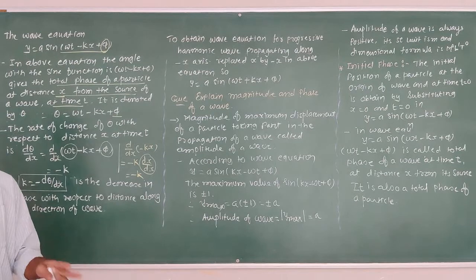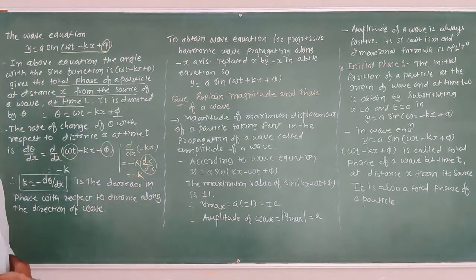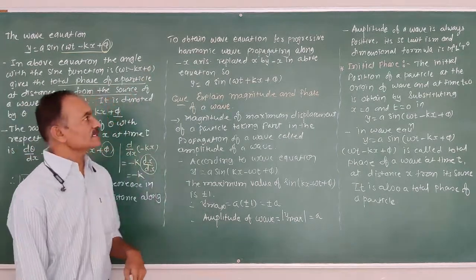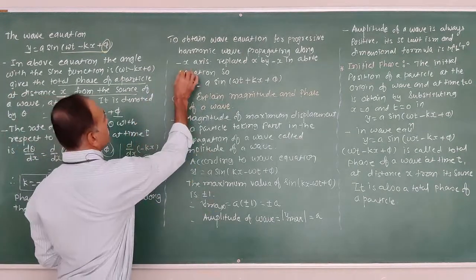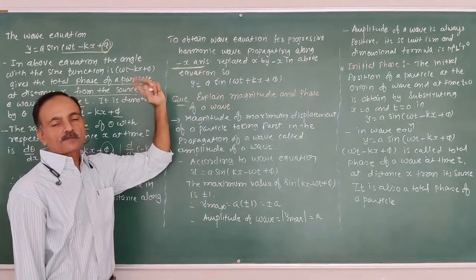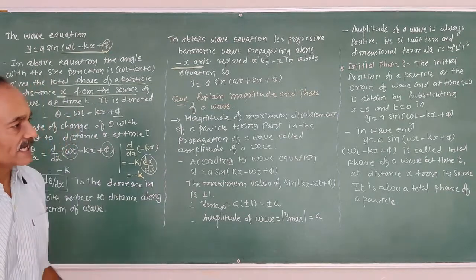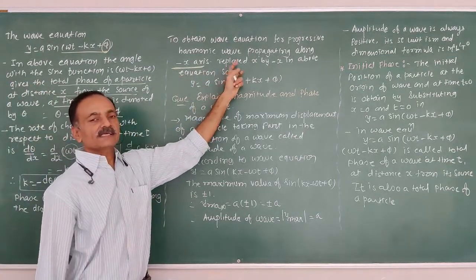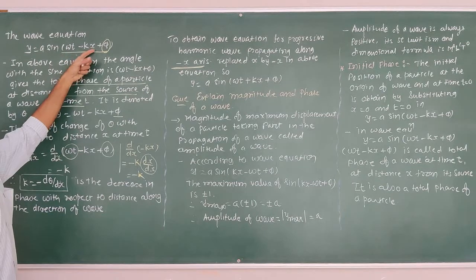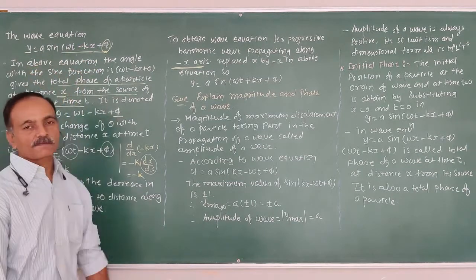Thus, the wave equation for a one-dimensional progressive harmonic wave propagating along the positive x direction is y is equal to a sine omega t minus kx plus phi. Now, what is the wave equation for a progressive harmonic wave propagating along the minus x direction? The wave equation for a wave propagating along the minus x direction is obtained by replacing x by minus x in this equation. Therefore, this minus becomes plus.